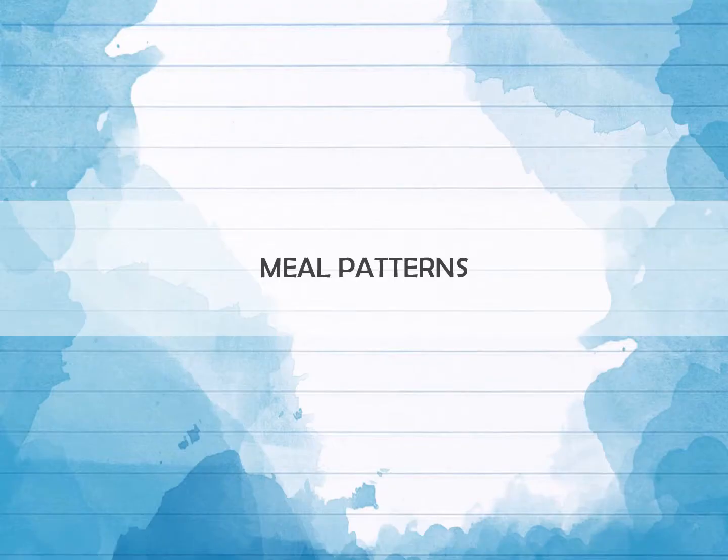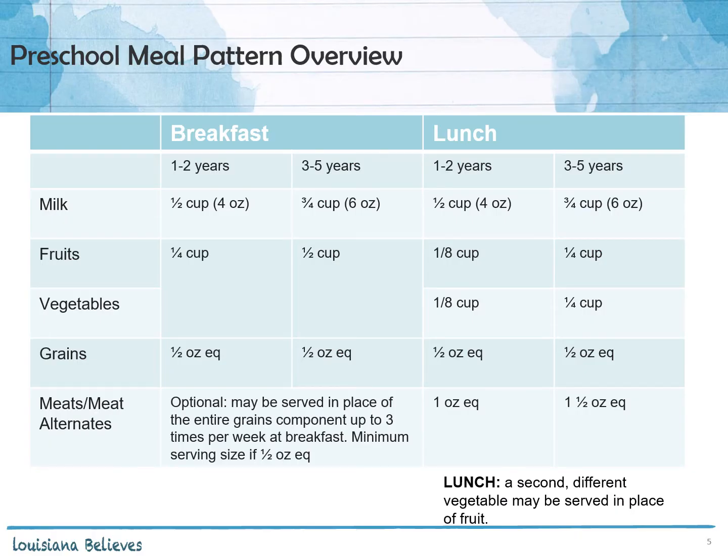First, we will start by discussing meal patterns. Here is an overview of the preschool meal pattern. We will focus on the 3 to 5-year-old age grade group because this is the most common age group that is enrolled in schools. Please note these serving sizes are the minimum amounts that must be provided. They are also age appropriate for young children.